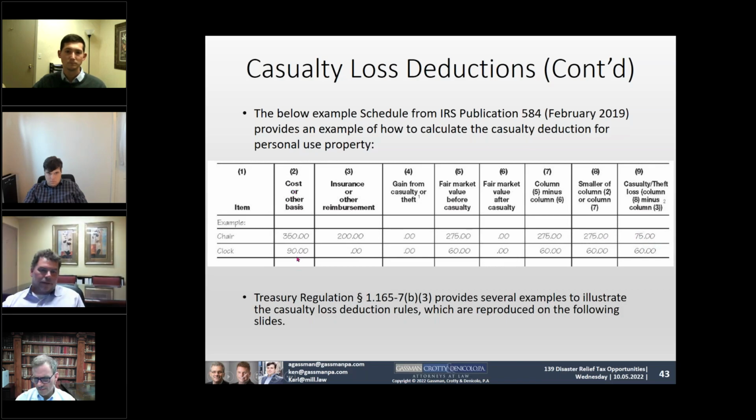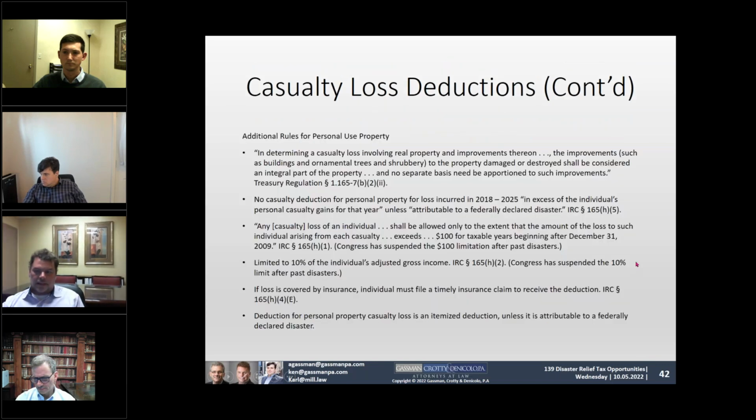Going down the further line, the clock is the same idea. It's a $90 cost basis. It's a $60 value. It's worth nothing after the event. But in this situation, because the client did not receive any insurance, the client would get the full $60 deduction for the clock. And again, because we're in a hurricane, you can have this deduction even though it's under $100 in most situations, assuming that Congress does what they've done in the past.